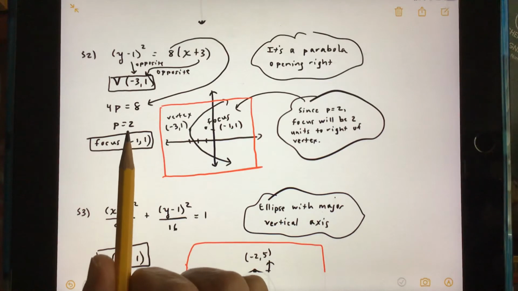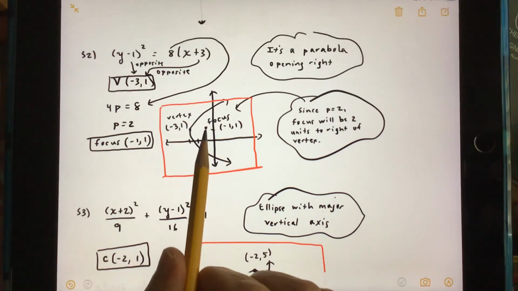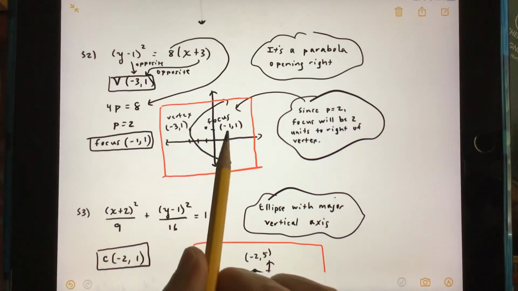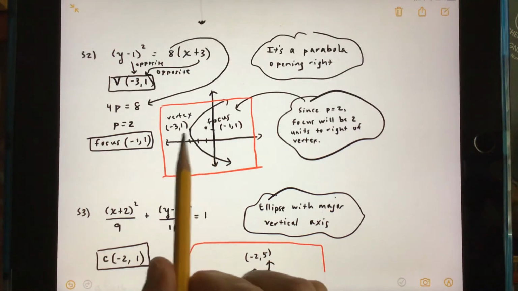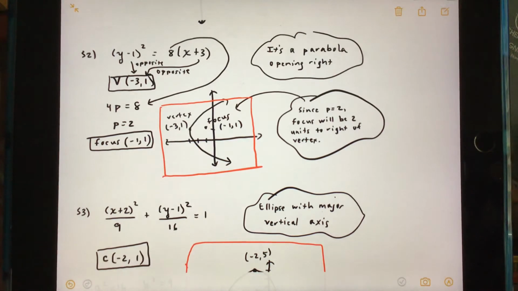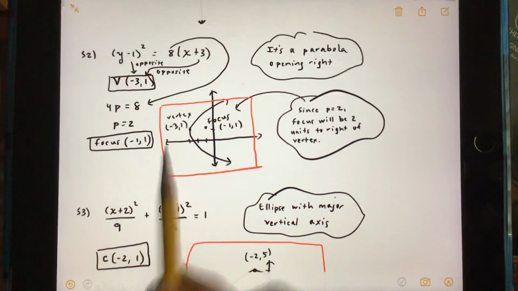And because our p is 2, we're going to know to start here and move 2 spaces to the right to find our focus. So we'll start at −3. We'll move 2 spaces to the right. −3 plus 2 is −1. The y-coordinates, of course, are going to stay the same because this is a horizontal segment here. So we are done with our graphing. We've noted the focus. We've noted the vertex and labeled them with the correct ordered pairs.